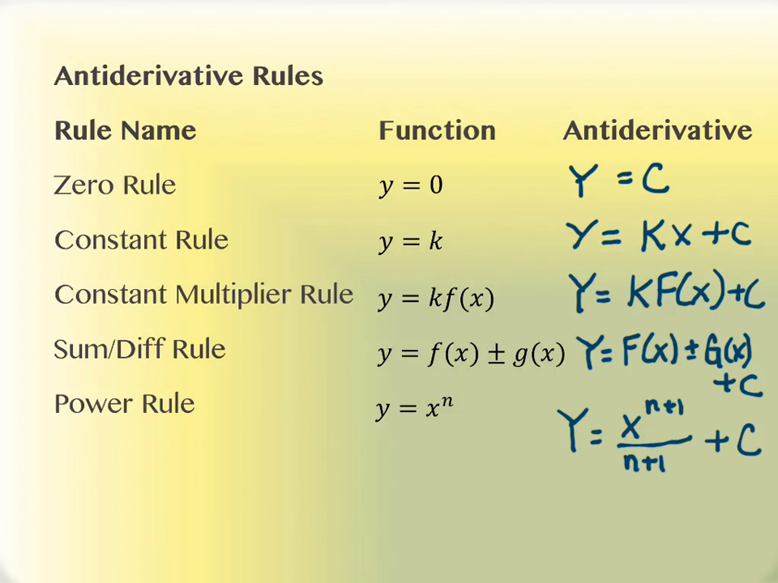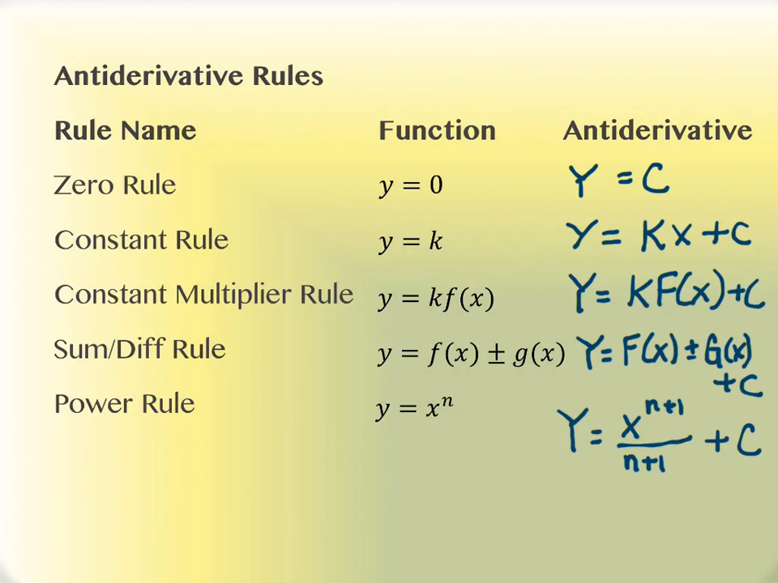When you have a 0, you get a constant, capital Y. We use capitals for the antiderivatives. When you have a constant, it has an x attached to it. It becomes a linear function, so kx is what we had here. When you have a constant multiplier, that is, a number times a function, that number just stays a part of the function, and then we take the antiderivative of the function itself. With sums and differences, we treat them just like what we did with the derivatives. We take them individually. And then the power rule: we increase the power by 1 and we divide by the new power. And of course, on all of these, we have a plus c, plus a constant.